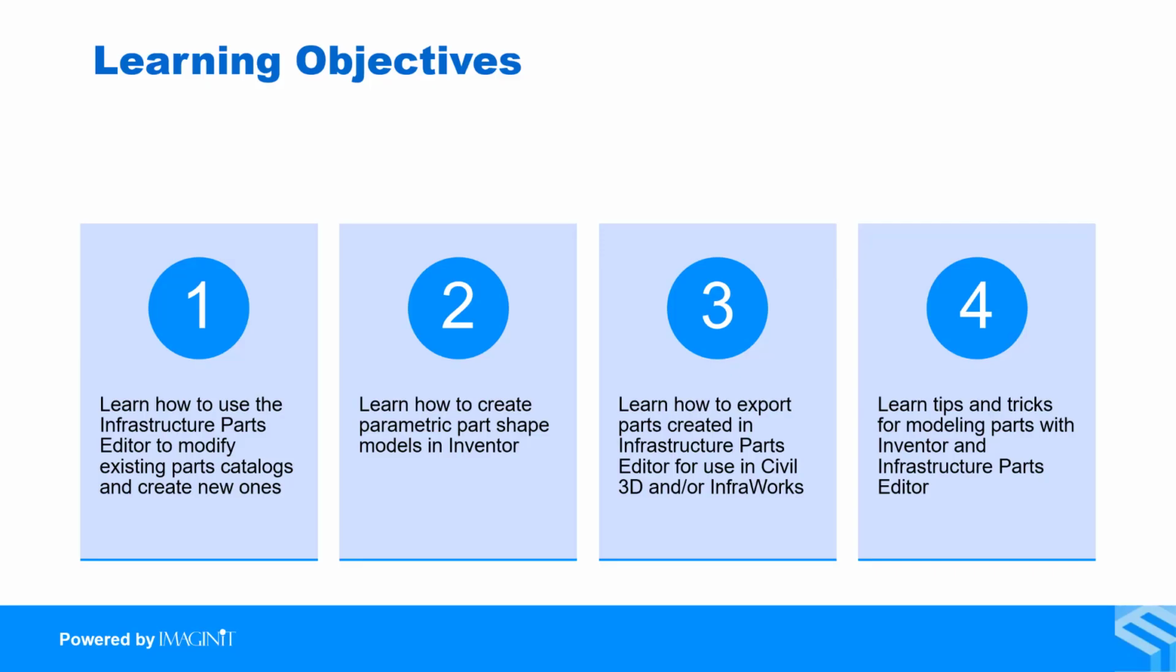There are four objectives to today's presentation. One, to learn how to use the Infrastructure Parts Editor to modify existing part catalogs and to create new ones. Two, to learn how to create parametric part shape models inside of Autodesk Inventor. Three, to learn how to export parts created in Infrastructure Parts Editor for use in Civil 3D and/or InfraWorks. And four, to learn tips and tricks for this overall process so that you don't make the same mistakes that we did.